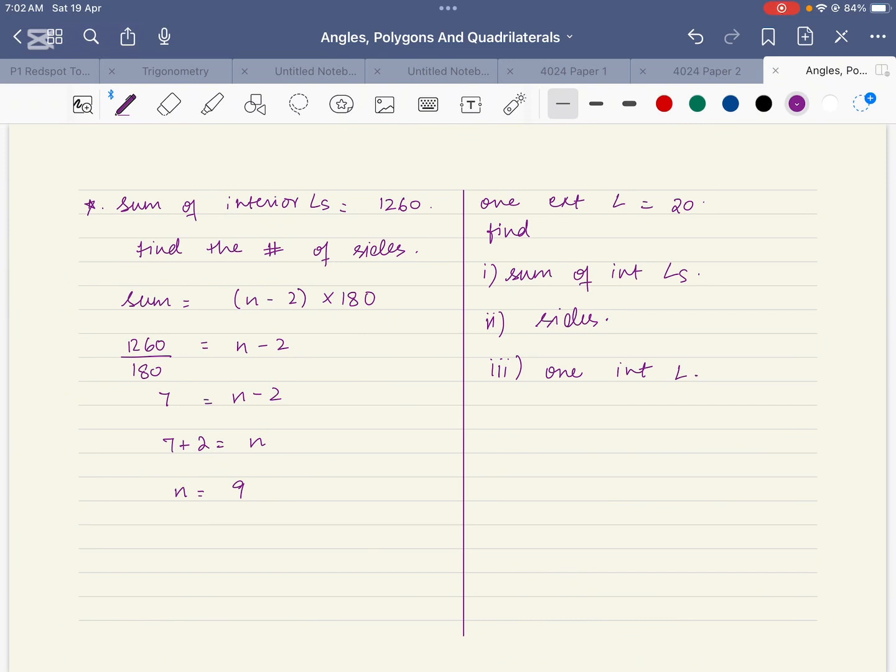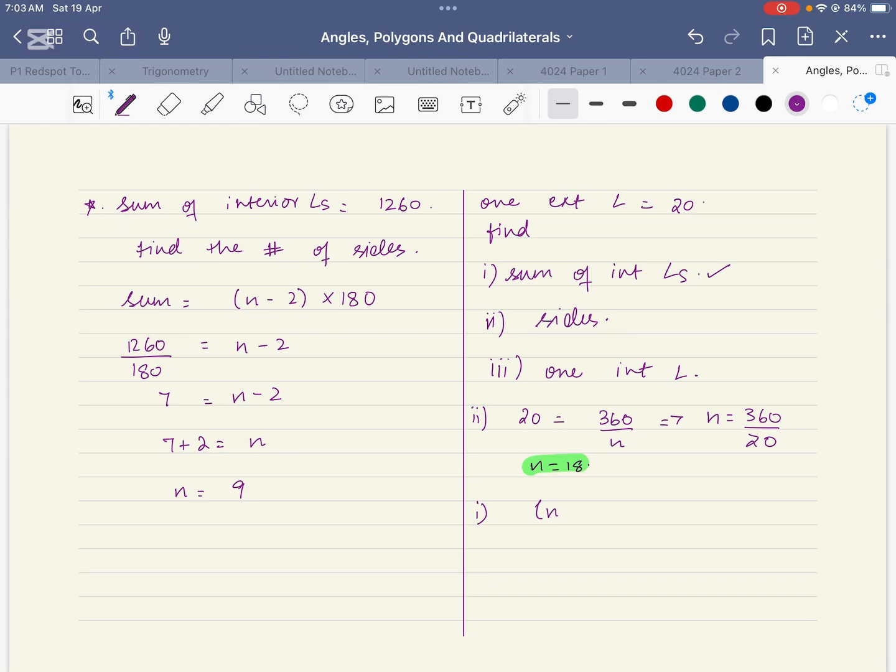Now you cannot directly calculate the sum of interior angles, so we will start with part 2 or part 3. If we want to do part 2 first, then what are we going to do? One exterior angle is 20, which equals 360 divided by n. This gives me n equals 360 divided by 20, which gives me 18 sides. When I have 18 sides, I can calculate the sum of interior angles. Now I can do part 1.